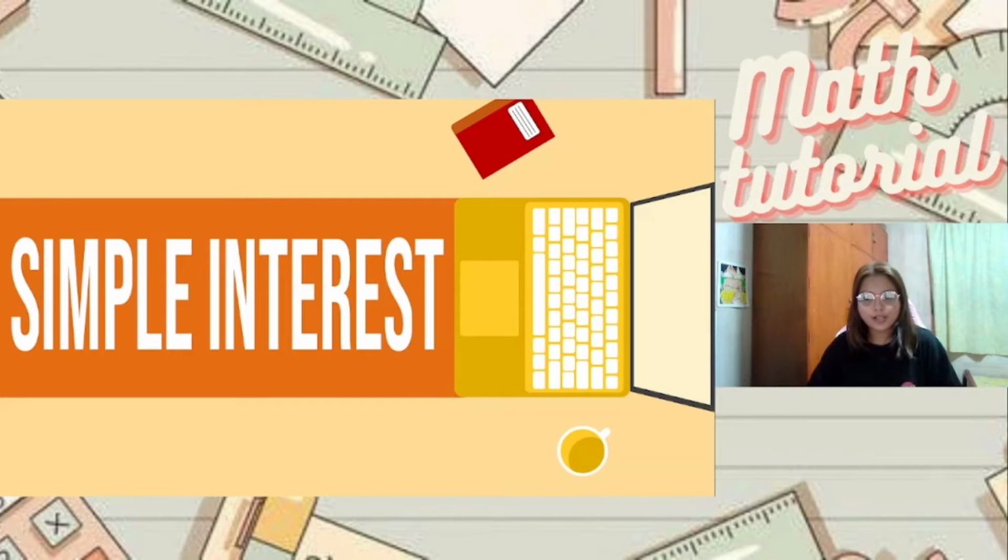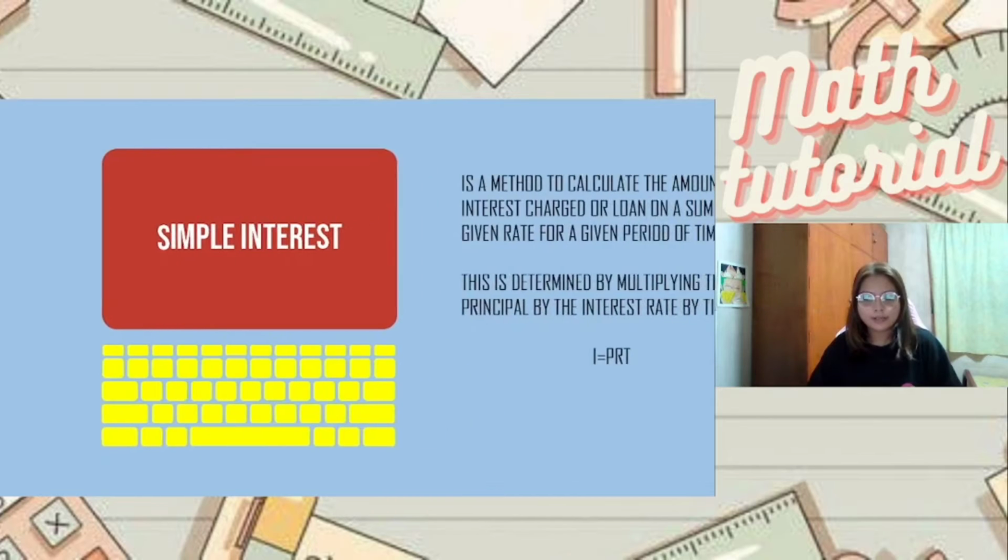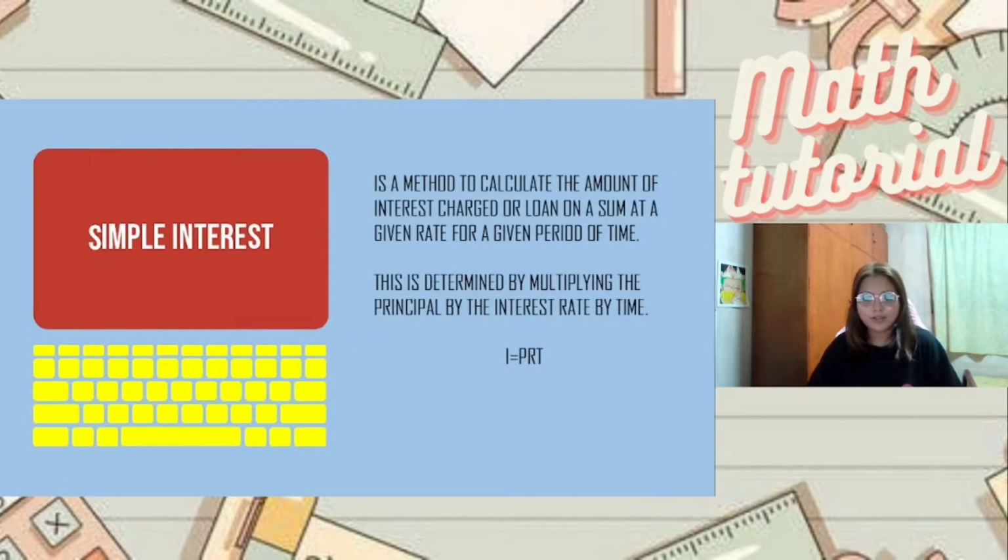So first and foremost, what is simple interest? Simple interest is a method to calculate the amount of interest charged or loan on a sum at a given rate for a given period of time. This is determined by multiplying the principal by the interest rate and by the time.